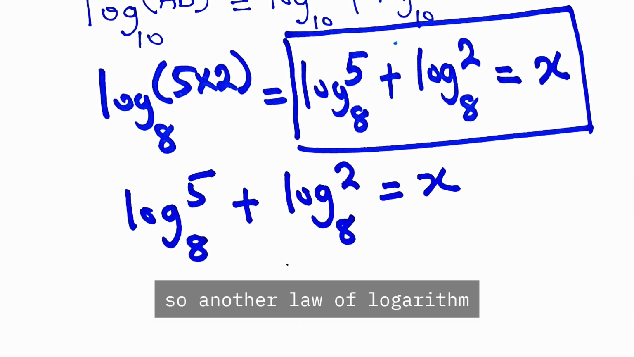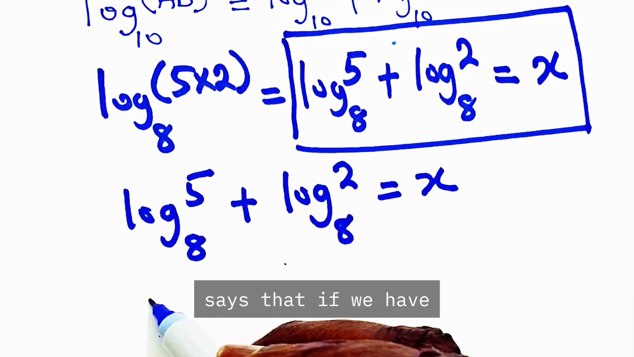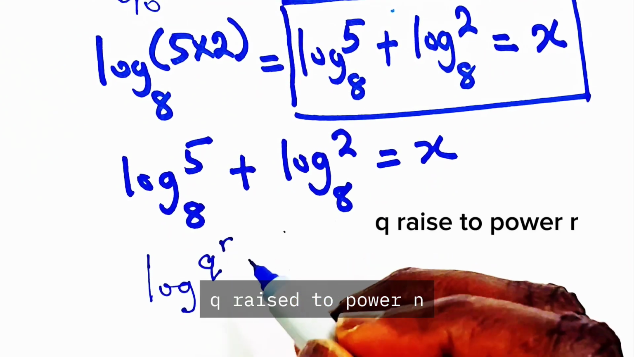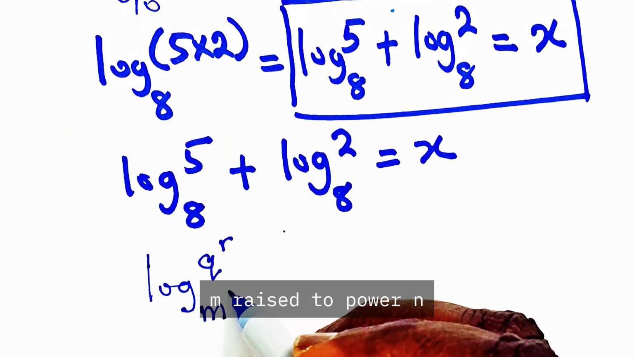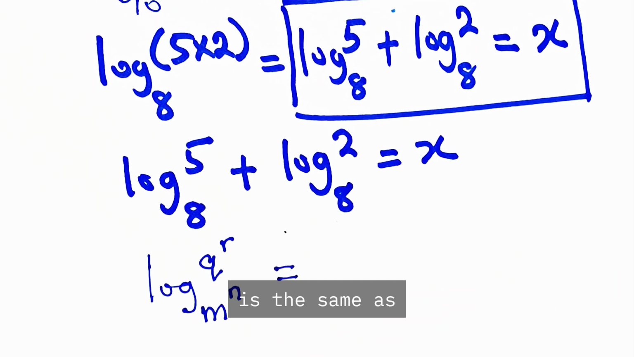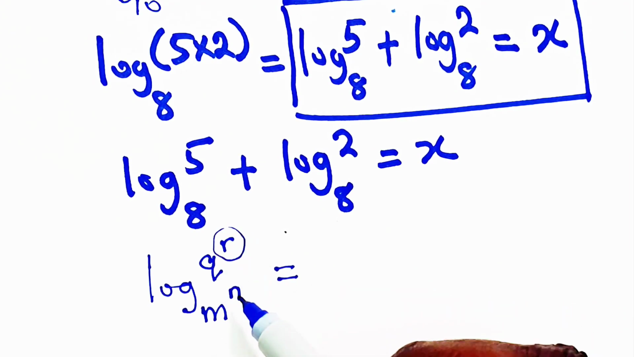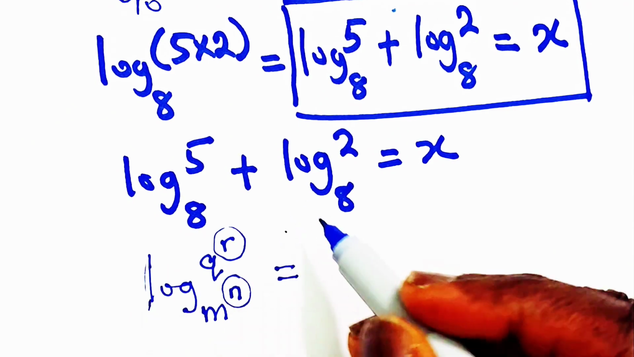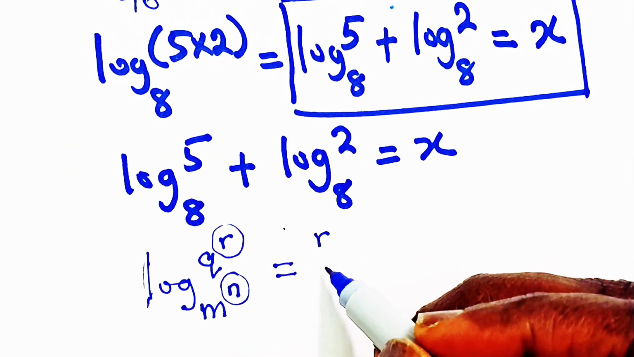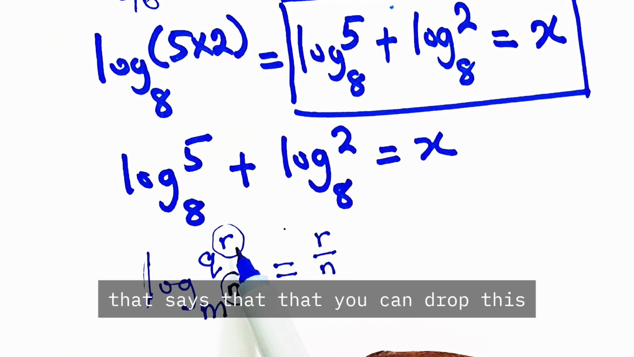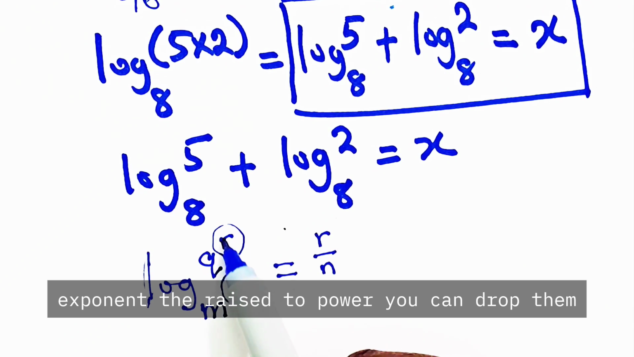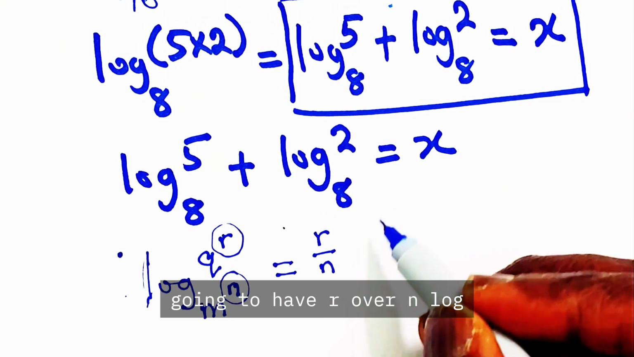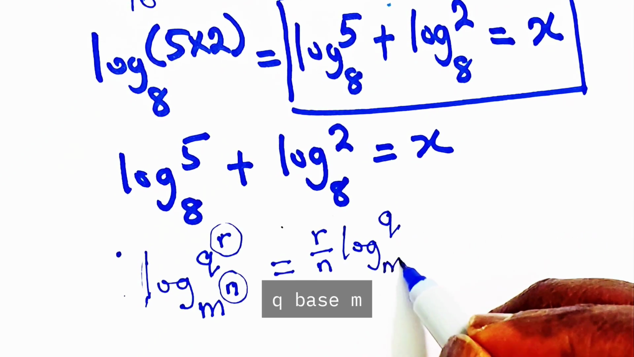So another law of logarithm says that if we have log of q raised to power r, base m raised to power n, this is now our exponent. We can drop these exponents into r over n. That's a rule that says that you can drop the raised to power. If you drop this r and this n, you're going to have r over n log q base m.